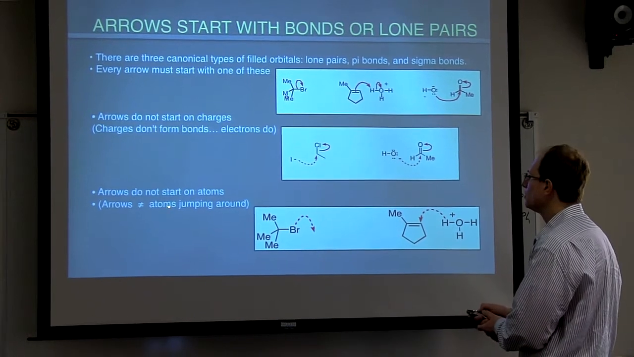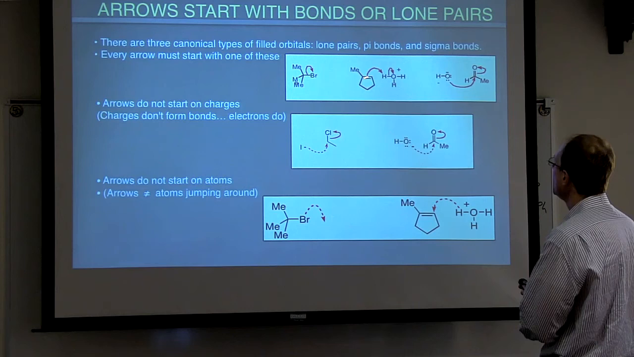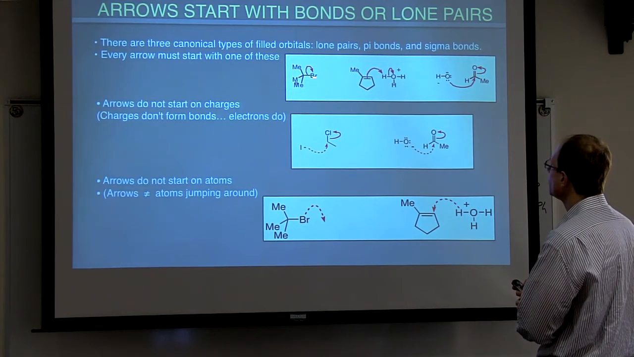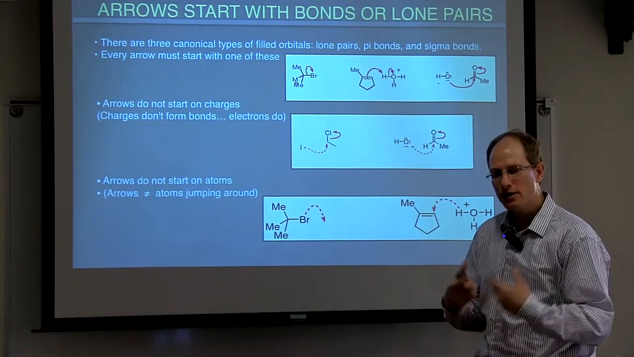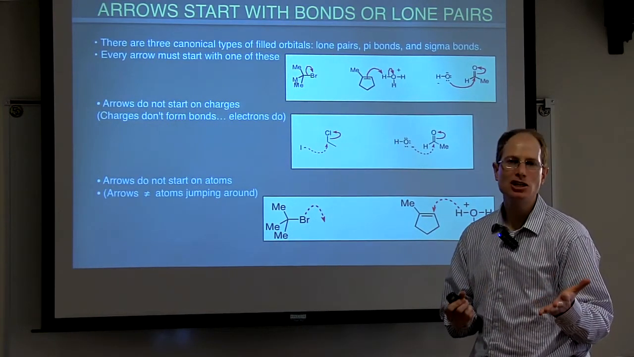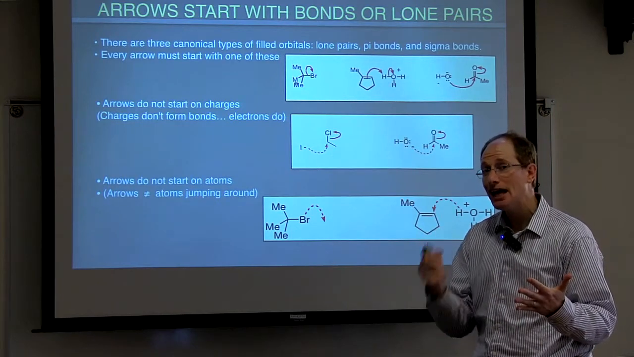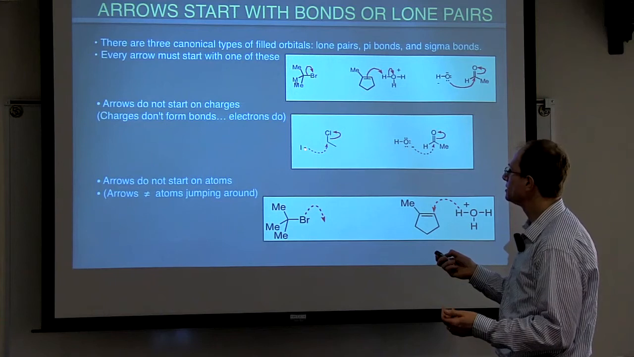So arrows do not start on atoms. For example, like this or like that. Instead, we want to draw them starting on the bonds themselves. This should make sense, right? The arrows are trying to depict the overlap of orbitals. They need to start where the electrons are. The electrons are found in these bonds. Electrons are not found in this negative charge.